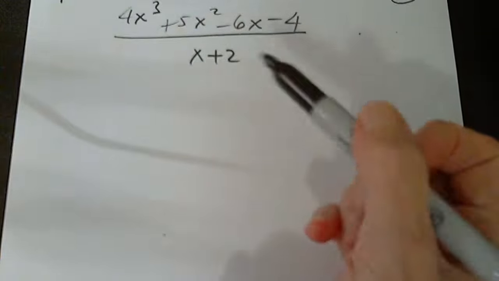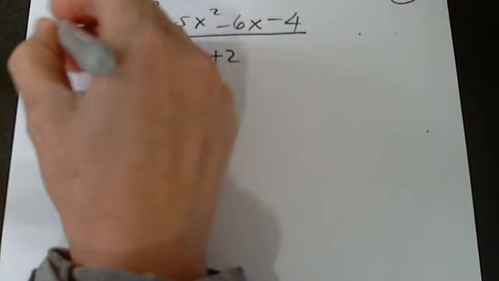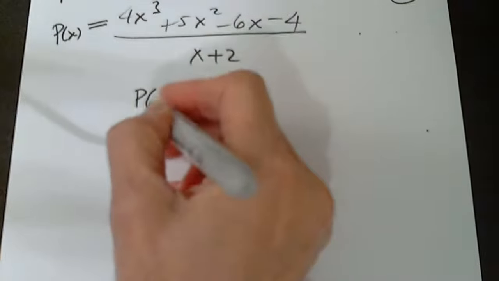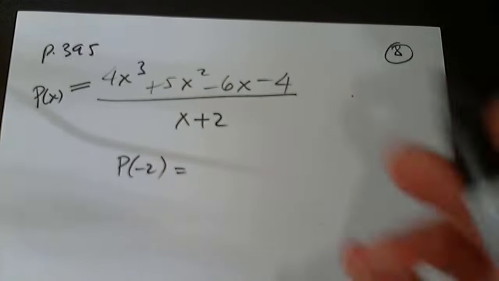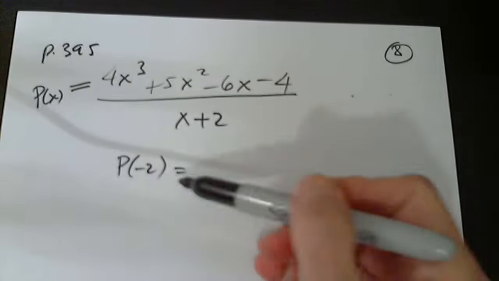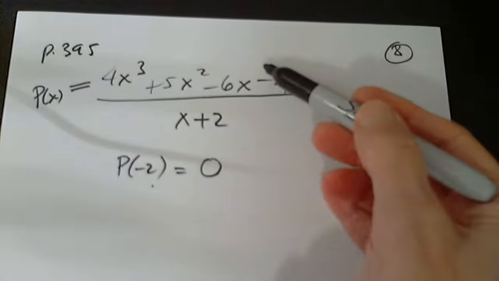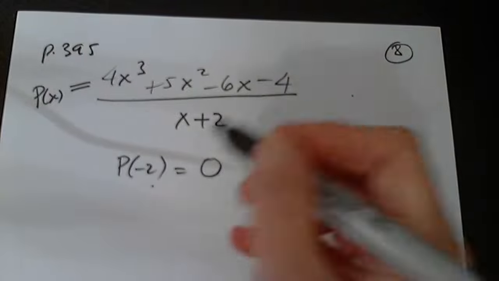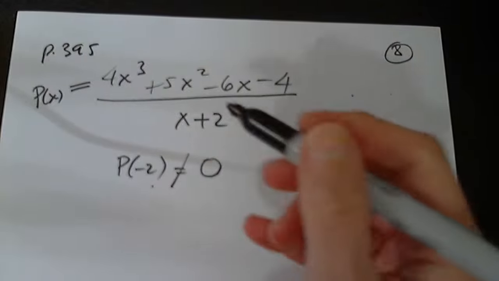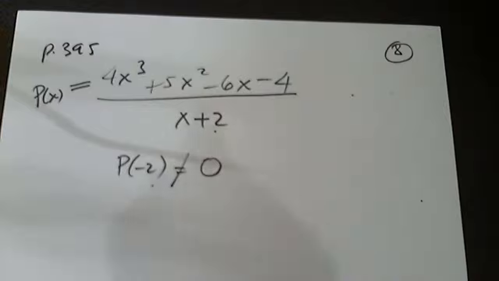of this division. So I'm going to call this polynomial p of x. All I have to do is, with the graphing calculator, plug in this polynomial, plug in -2. If the answer is 0, then x plus 2 is a factor of the top. If the answer is not 0, then x plus 2 is not a factor of the top. So that's all I need to do.